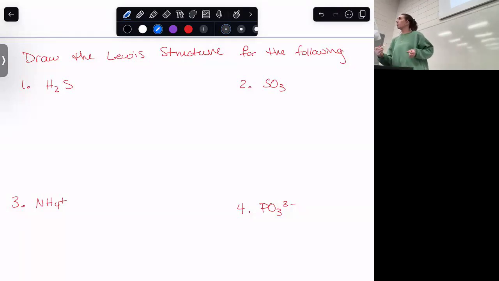How are we doing on these? Good? Is there one that we're stuck on or we finish? Big silence is a good thing. Okay. All right, so I guess we can go over them. So we'll start with number one. We have H2S. How did you draw that?